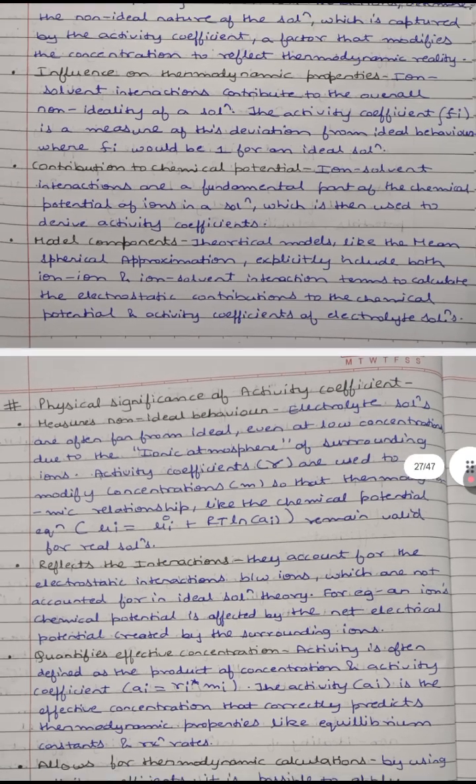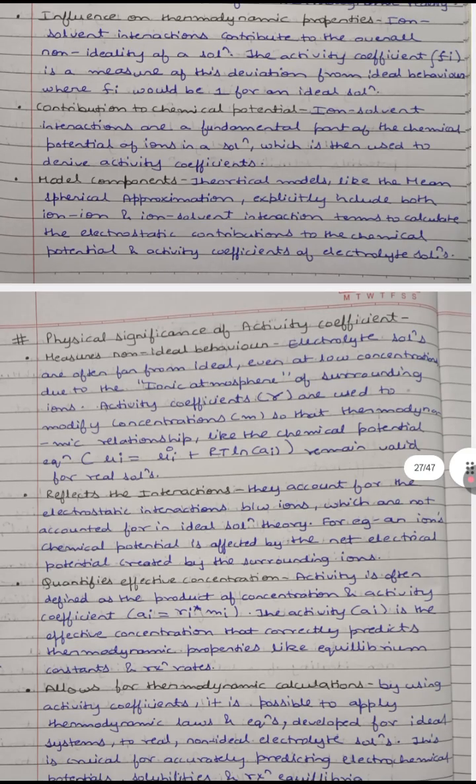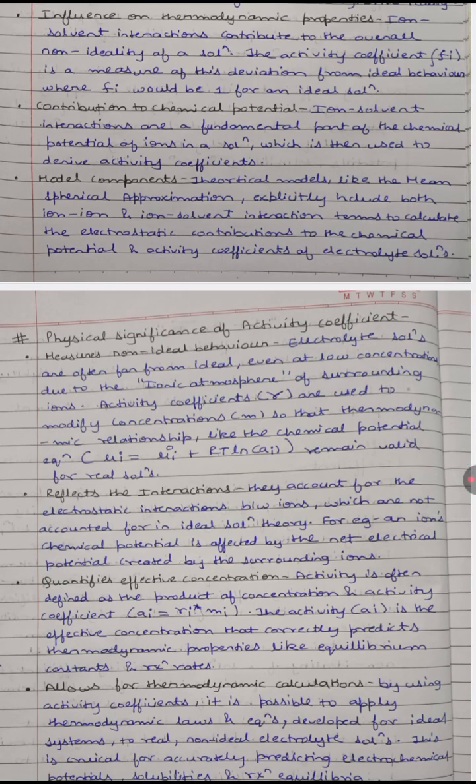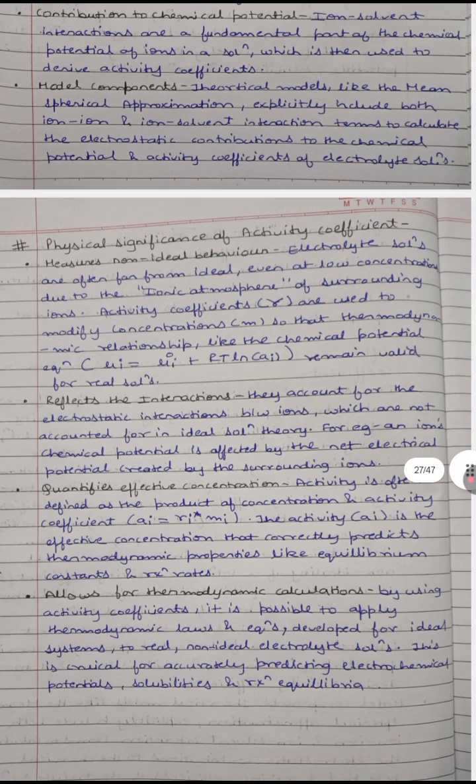Next is influence on thermodynamic properties. Ion-solvent interactions contribute to the overall non-ideality of a solution. The activity coefficient gamma is a measure of this deviation from ideal behavior, where gamma would be 1 for an ideal solution.